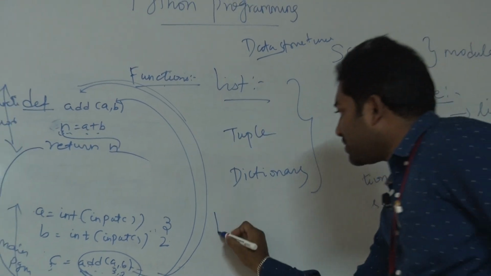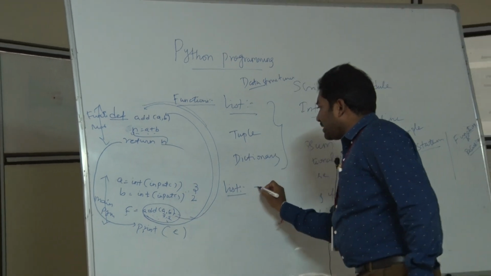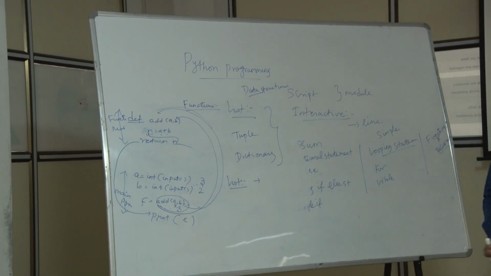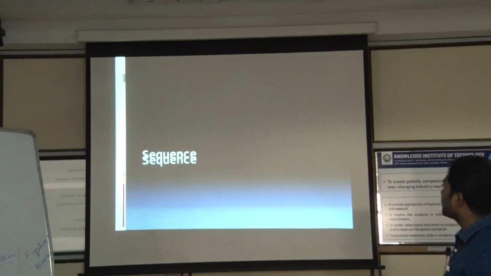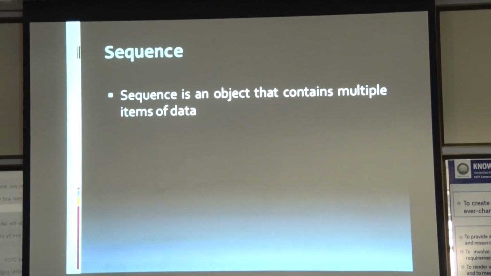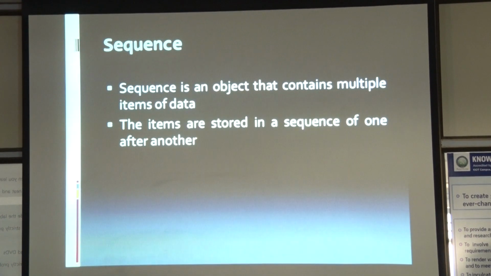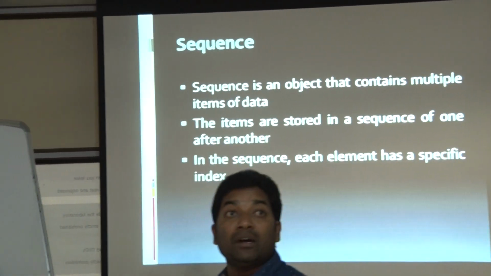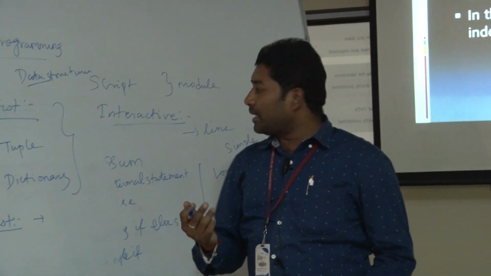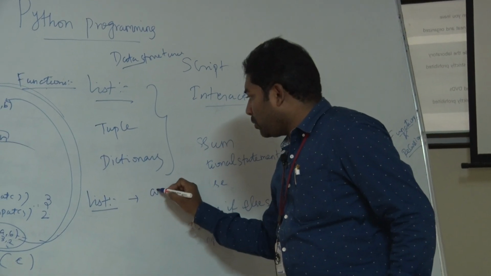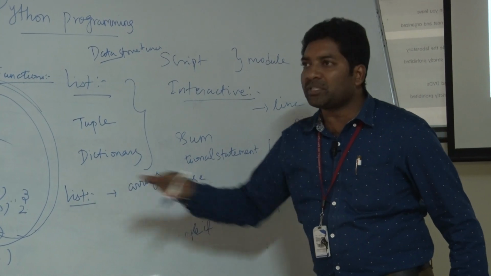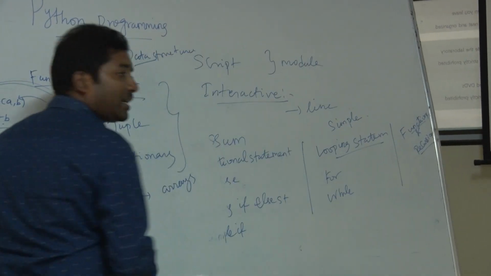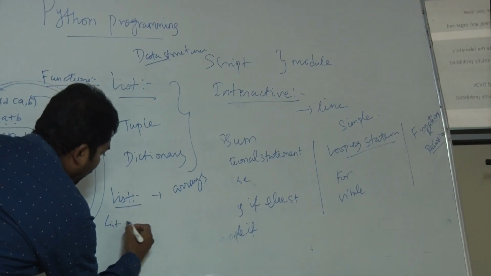So first one is list. A list is nothing but an ordered set of sequence. List is nothing but an ordered set of sequence. So as far as the list is concerned, it's a sequence, an object that contains multiple items of data. You all have learned C and C++. In C and C++, you learned a concept called arrays. The same concept we are going to see in the list. So a list is similar to an array. So what is a list then? It is an ordered set of sequence.